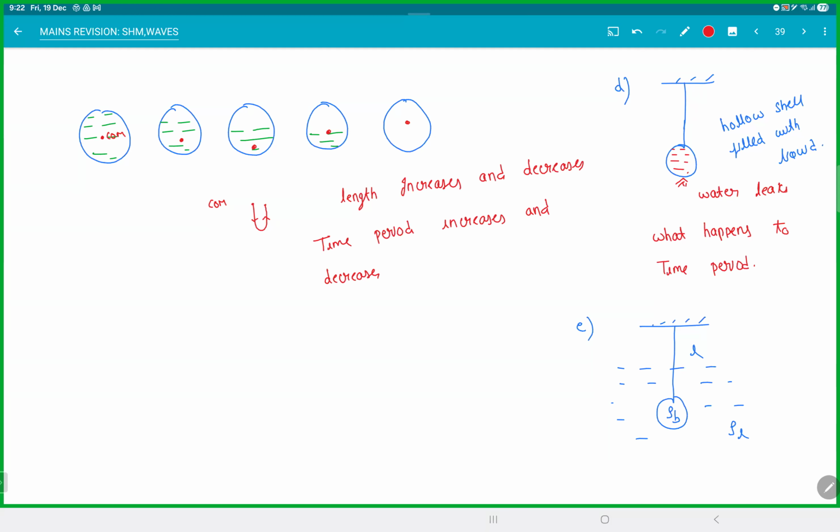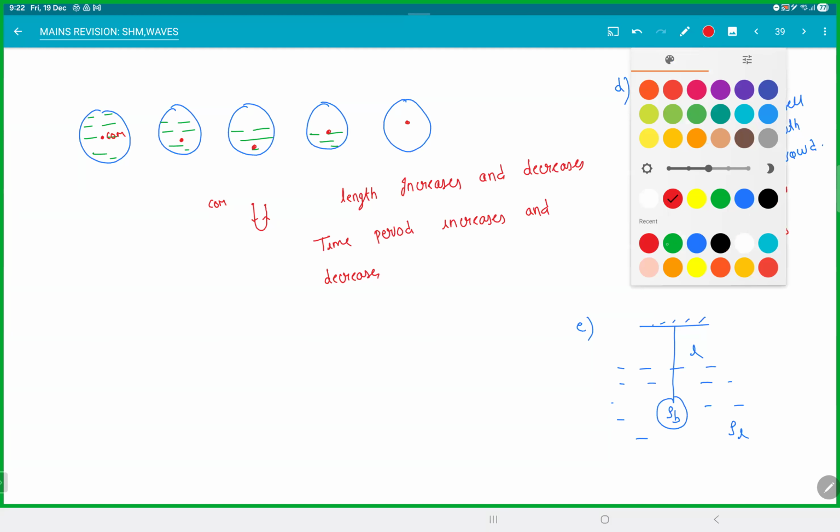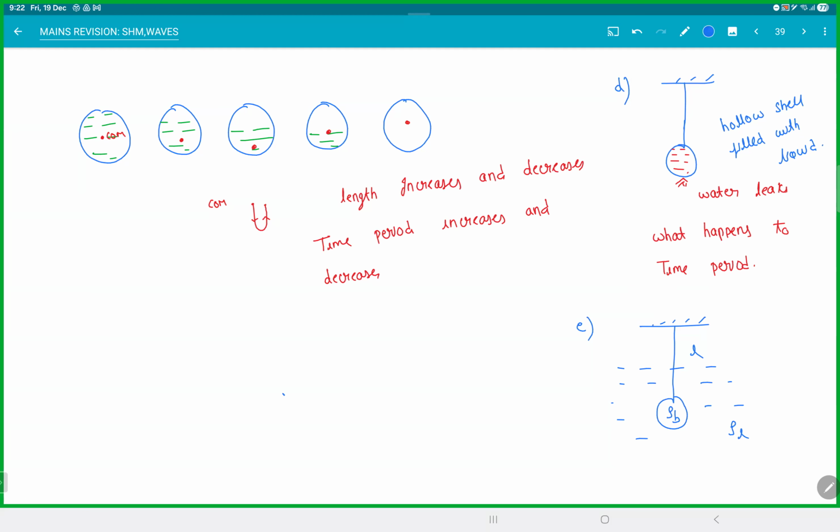What about this guy? It is a G effective question. So if you look at the pendulum here, what are the forces? Tension. The buoyant force will be rho liquid volume G. The weight will be rho B Vg. So tension will be rho B minus rho L Vg. That is equal to M into G effective.